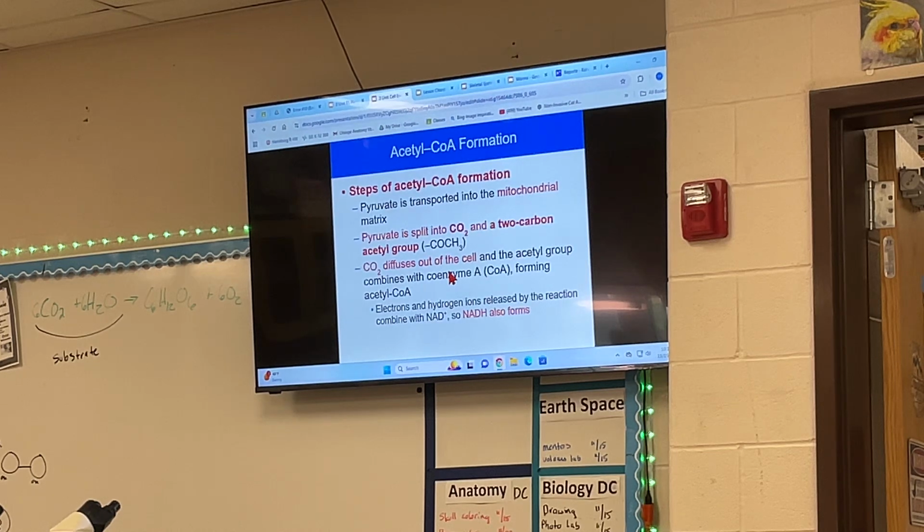That's going to go out of the cell, or we're breathing it out in our case. And eventually it's going to be picked up for photosynthesis. We're also going to get some NADH. This is going to go to the electron transport chain. We'll see this again. We'll see NADH again.